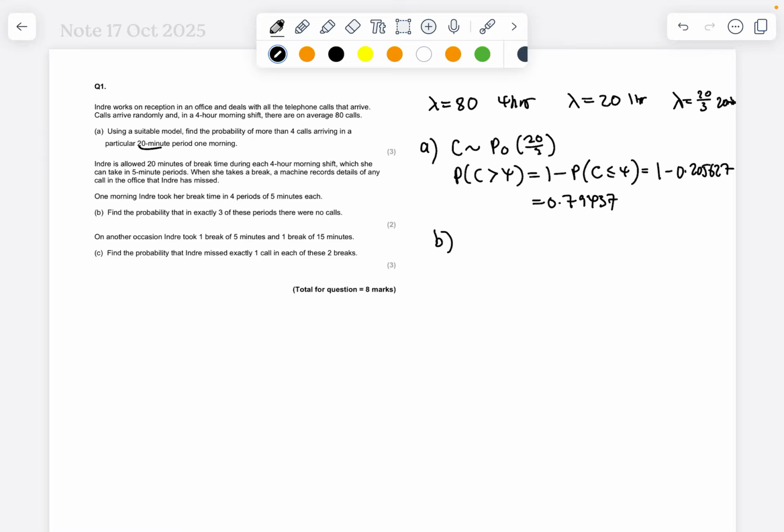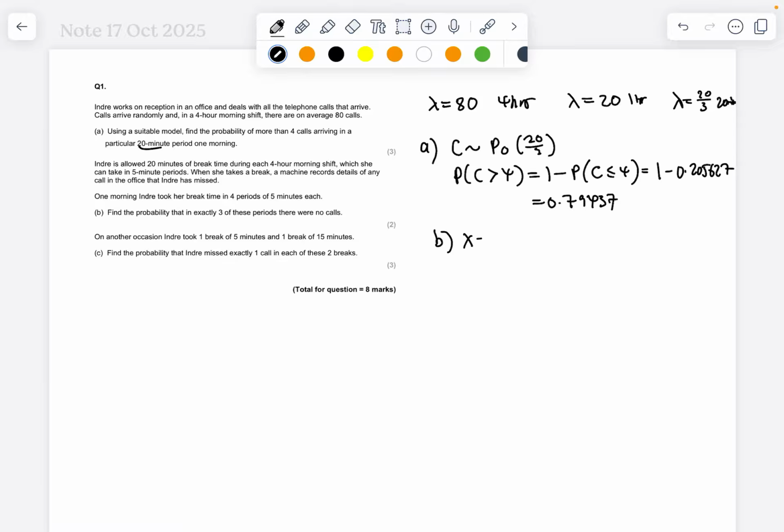Indra is allowed 20 minutes of break time during each 4-hour morning shift, which she can take in 5-minute periods. When she takes a break, a machine records details of any call in the office that Indra's missed. One morning, Indra took her break time in 4 periods of 5 minutes each. We're going to find the probability that in exactly 3 of those periods there were no calls.